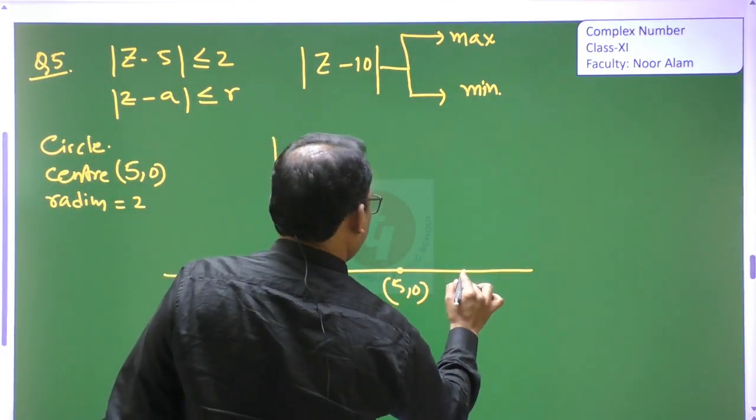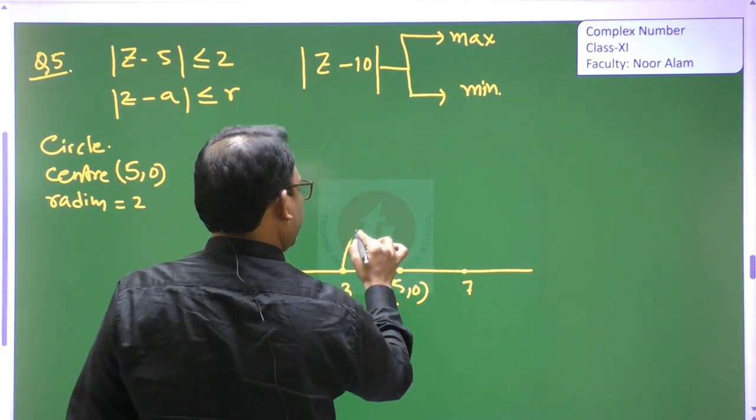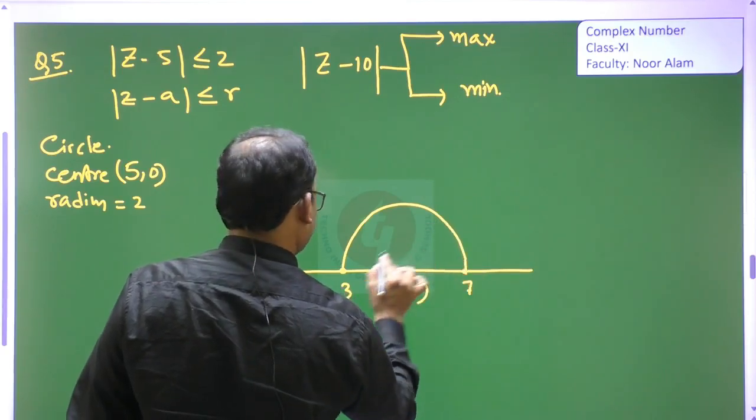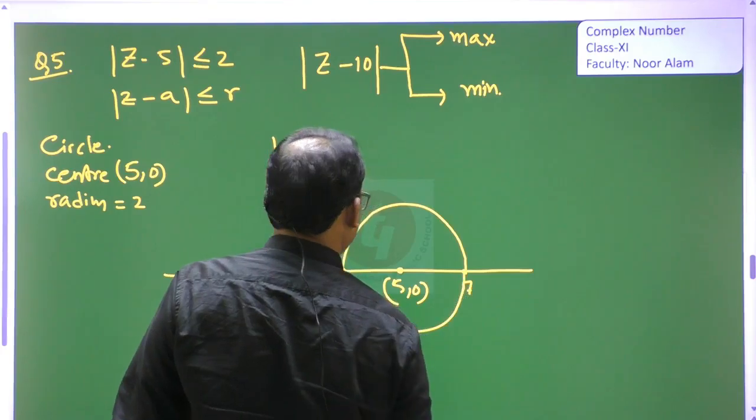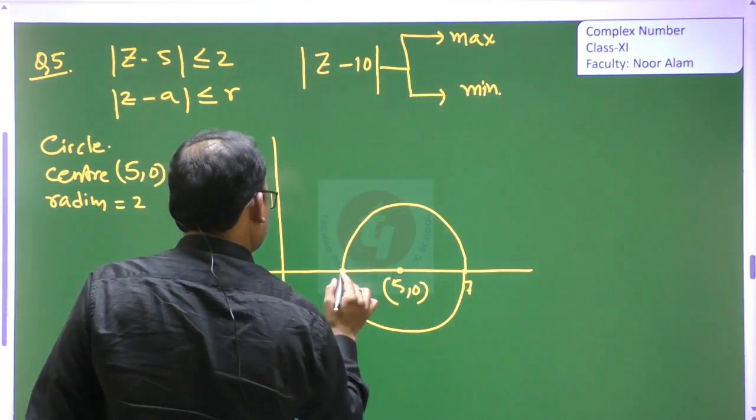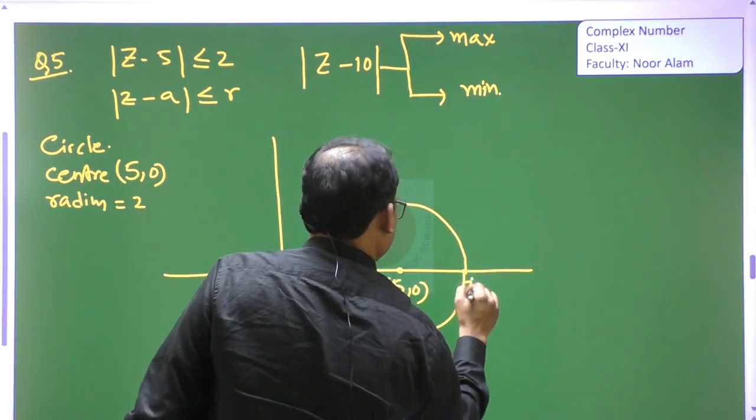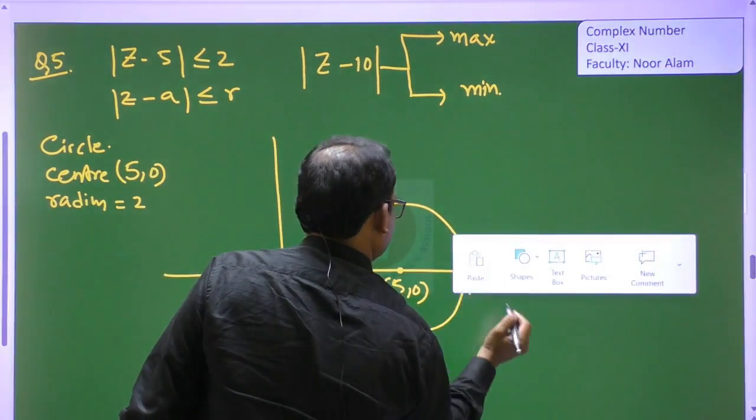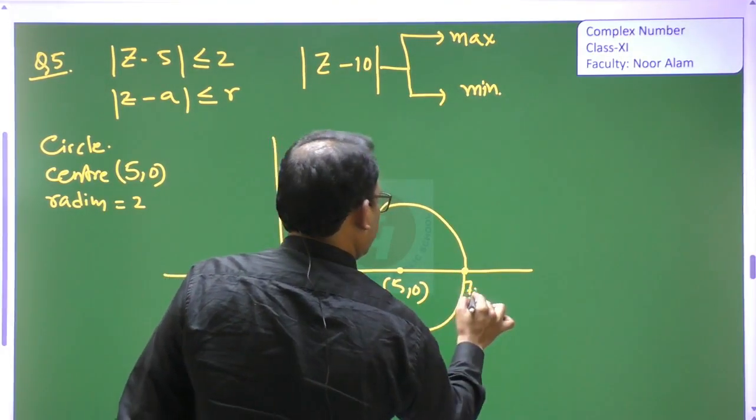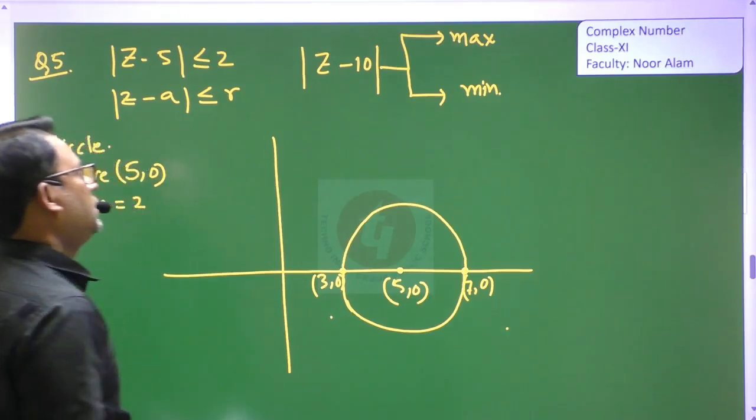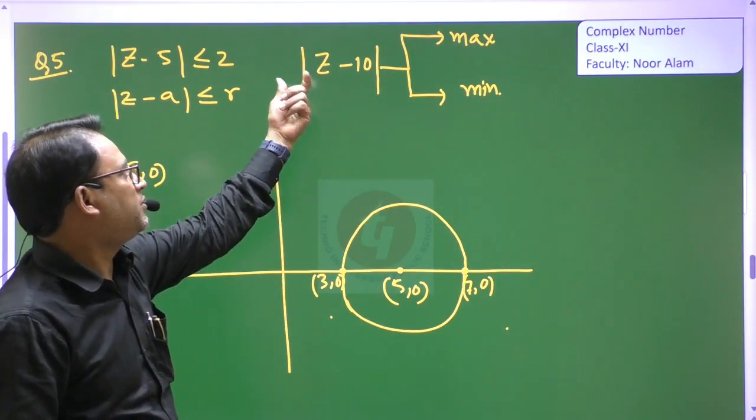If we move 2 units to the right, it is 7. 2 units to the left, it is 3. So our circle passes through like this. This is our circle. This point is 3, 0, and this point is 7, 0. Now what do we want to find? We want to find the maximum and minimum value of the modulus of z minus 10.